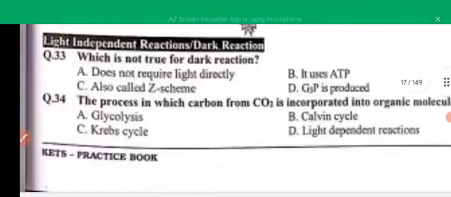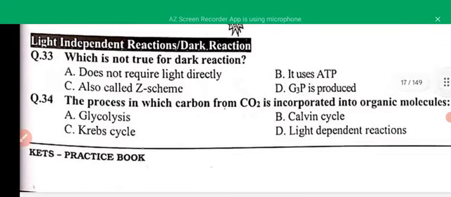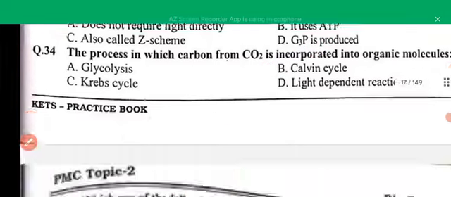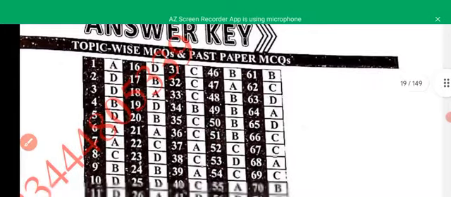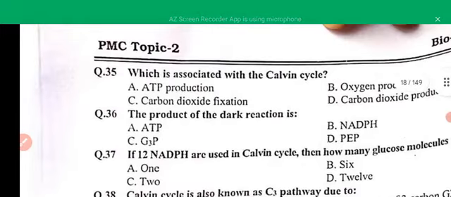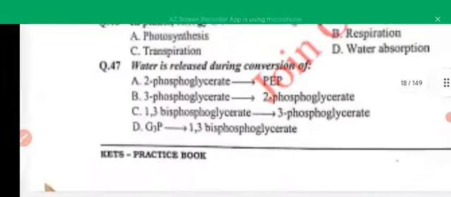Then 34: the process in which carbon from CO2 is incorporated into organic molecules is called the Calvin cycle. Yes, it is the process where carbon dioxide is fixed in organic molecules. So the correct answer is B. Then the product of the dark reactions is G3P. Question 36, option C.